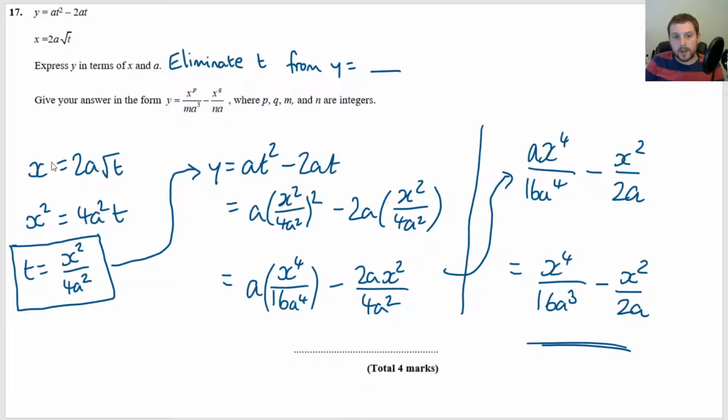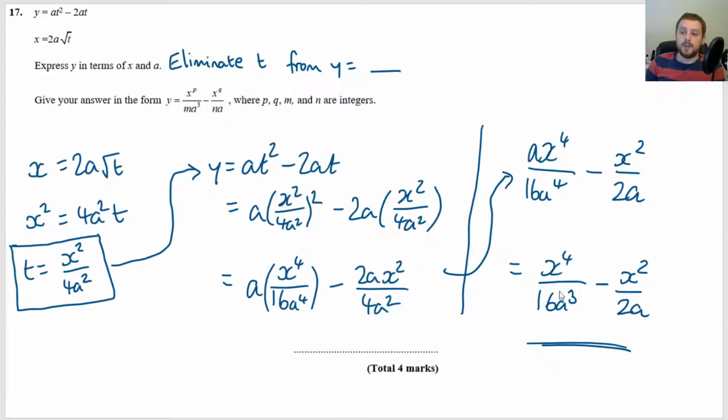So the important thing to do was to work out what T equaled in terms of A and X. So it's in this box here. You put that into this. Now to square a fraction, you square the top and square the bottom. To times a fraction by something, you are just timesing the numerator. So the 2A goes on the top, this A just goes on the top.